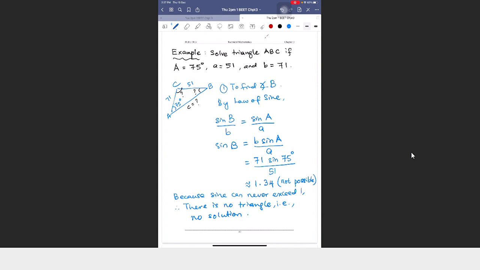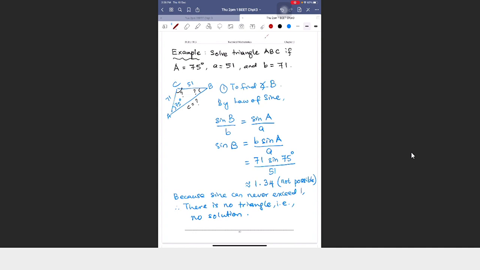Okay, all right, so this is the case whereby there's no triangle. Now what does it mean by no triangle? Maybe you have done this before, perhaps during school days, you can actually use a ruler and try to draw it geometrically.